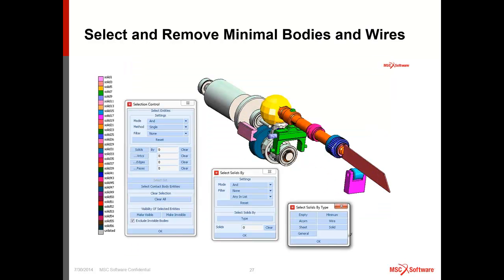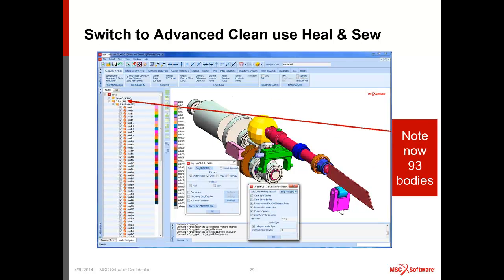And using the select tool that I mentioned before is a good way to get rid of minimum bodies and wire bodies, and that gives you an easier representation to model. In this particular structure, if you didn't use heal and sew, you got about 70 solid models, 70 solid bodies.